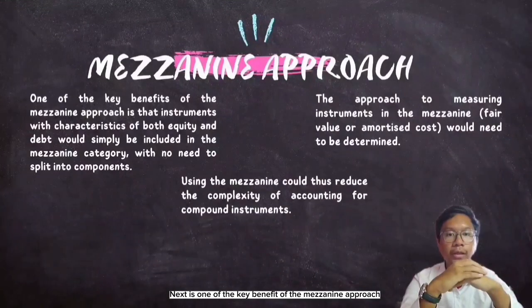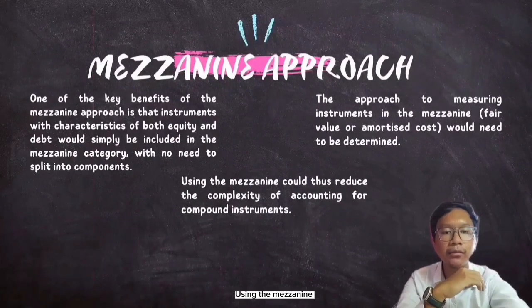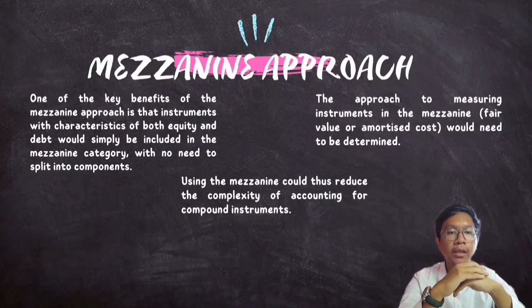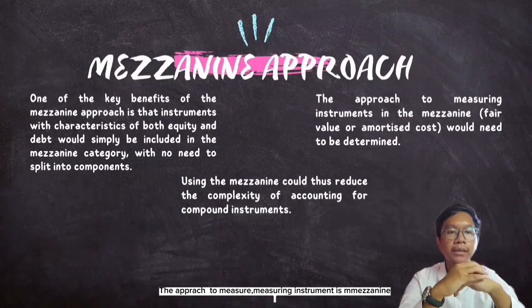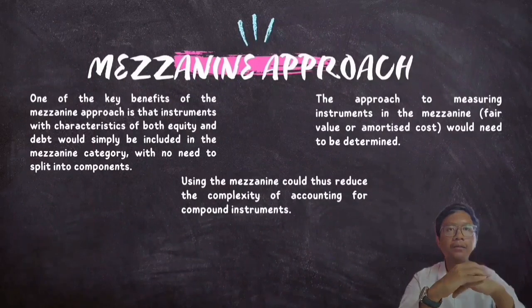Next, one of the key benefits of the mezzanine approach is that instruments with characteristics of both equity and debt would simply be included in the mezzanine category with no need to split into components. Using mezzanine could thus reduce the complexity of accounting for compound instruments. The approach to measuring the instrument in mezzanine: fair value or amortized cost would need to be determined.